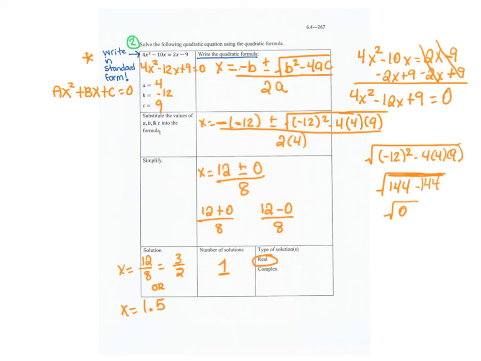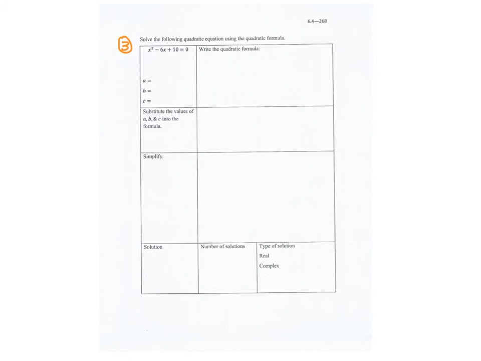So now let's go to that last page, quadratics section. We have one more example, example 3. Why don't you pause the video for a minute and see if you can work this one out on your own. See if you can write the quadratic formula down and work that out on your own. Check to make sure it's in standard form first.